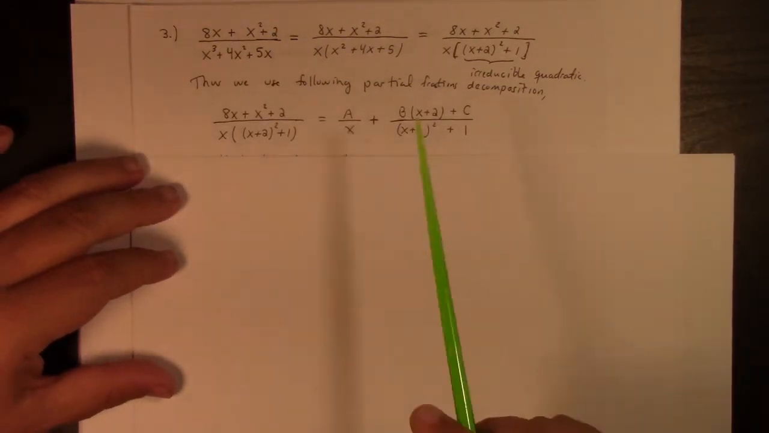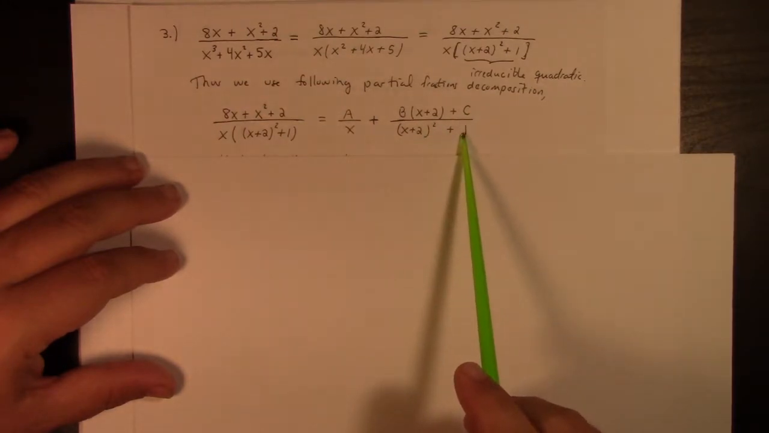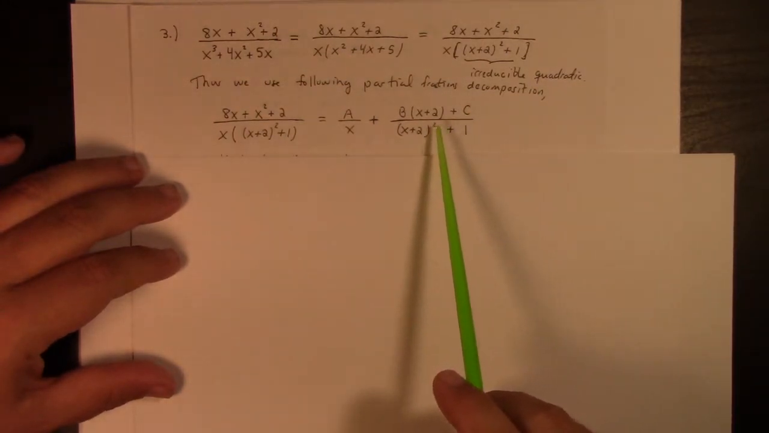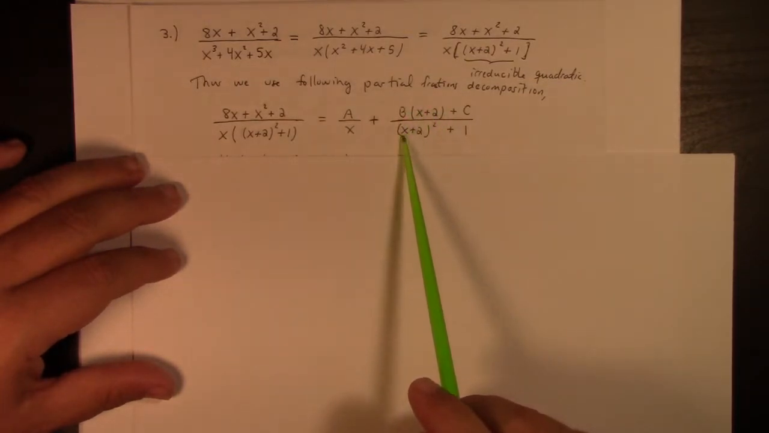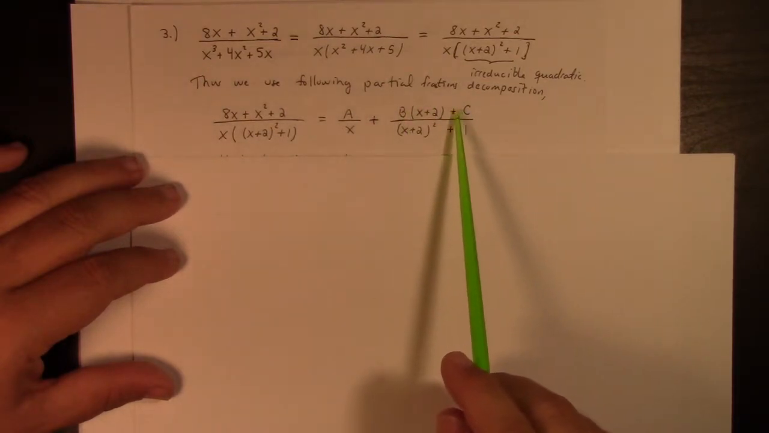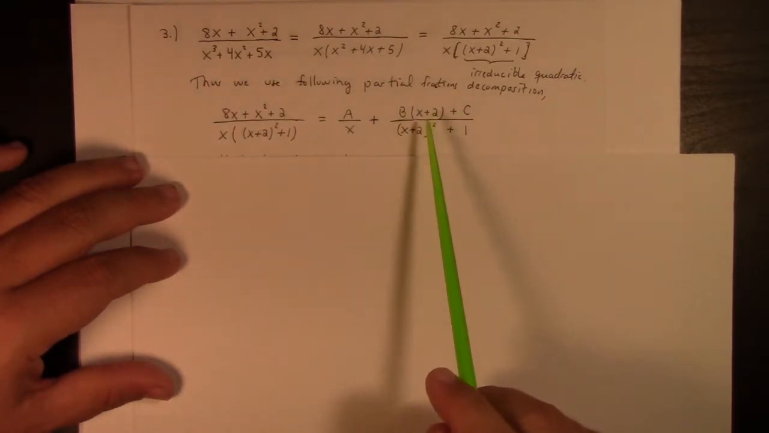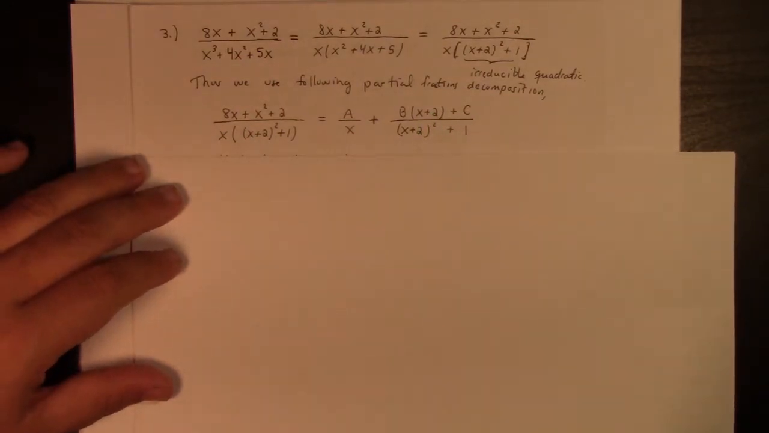I would write it like this: A over x plus B times x plus 2 plus C over x plus 2 squared plus 1. Now, your textbook either doesn't talk about this or some textbooks put a Bx here. And that's fine. It just means that their B and C is not my B and C. It's not a big deal. The reason I put x plus 2 here is because I'm lazy. And when I get to the integration, I want it to be as simple as possible.